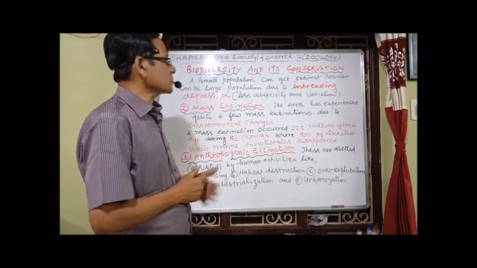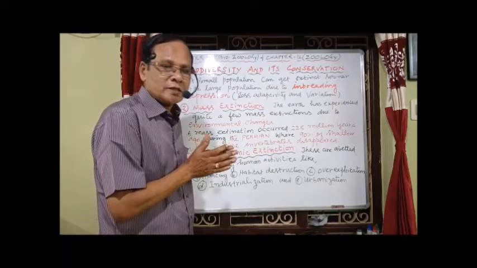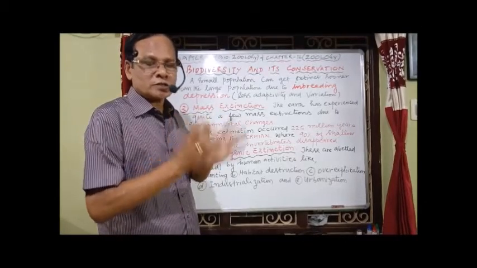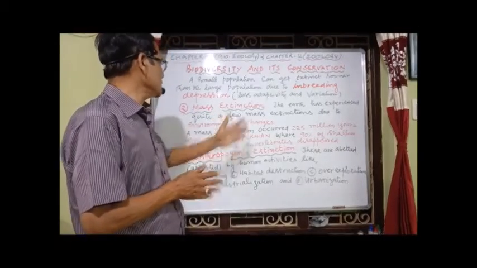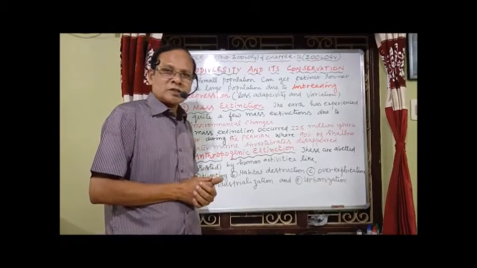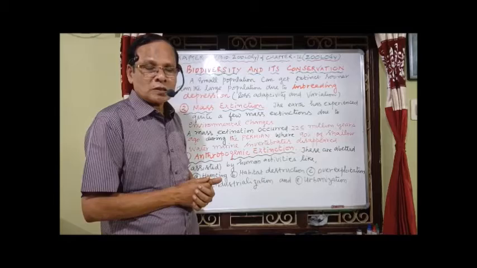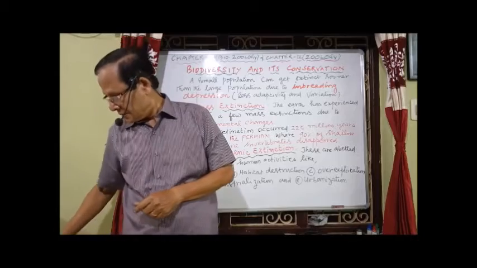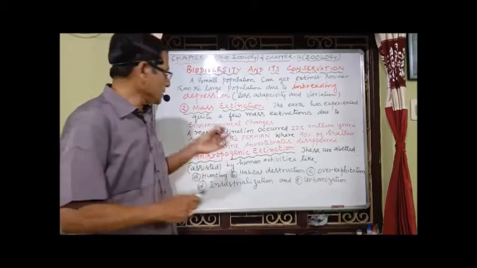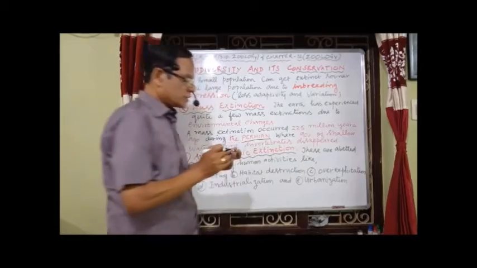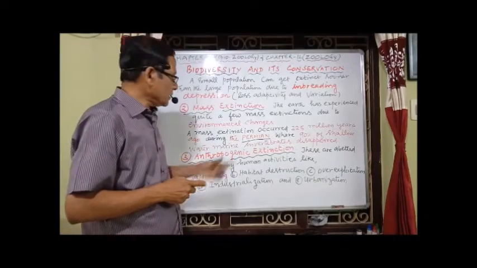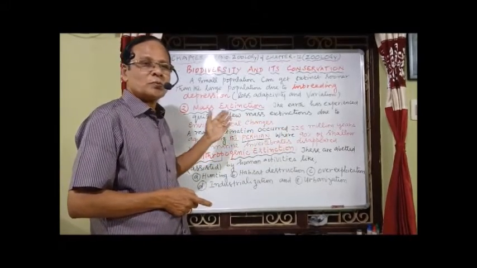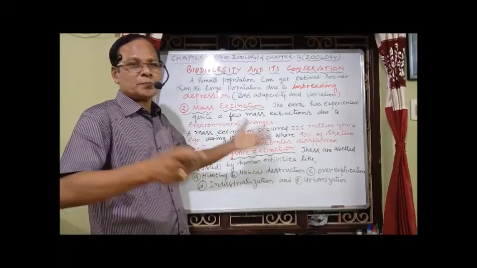Now the second one, mass extinction. The Earth has experienced quite a few mass extinctions, five as I mentioned already, due to environmental changes. A mass extinction occurred nearly 225 million years ago during the Permian period. In the geological time scale, the Permian period is one of the periods of the Paleozoic era, where 90% of shallow marine water invertebrates disappeared.